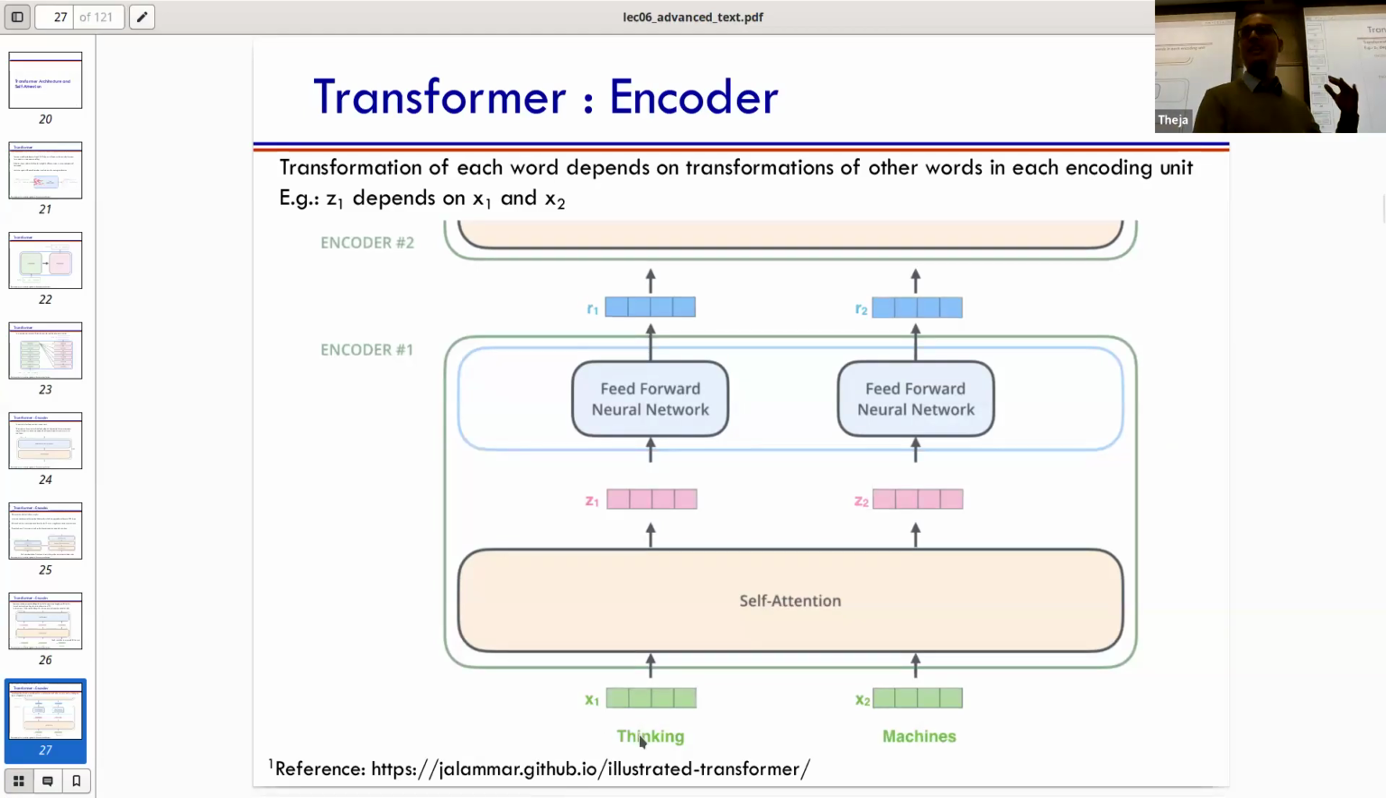In fact, we dropped the French part and we just said, okay, "thinking machines" is the input. For these 2 words, x1 and x2 are the embeddings, the inputs to the encoder unit, and z1 and z2 are the intermediate outputs, which lead to r1 and r2 as the final outputs of this encoder unit. This encoder unit has a feed-forward part, which is clear: z1 getting transformed to r1 is not complicated. But the question is, how do I get from x1 to z1?